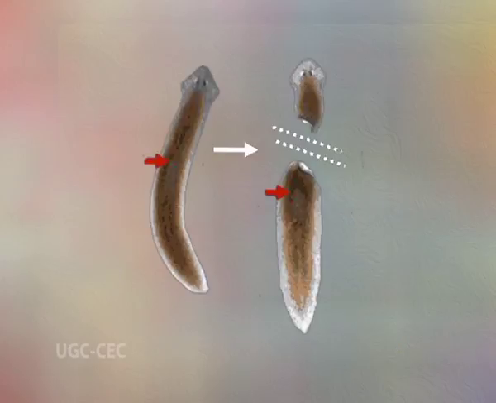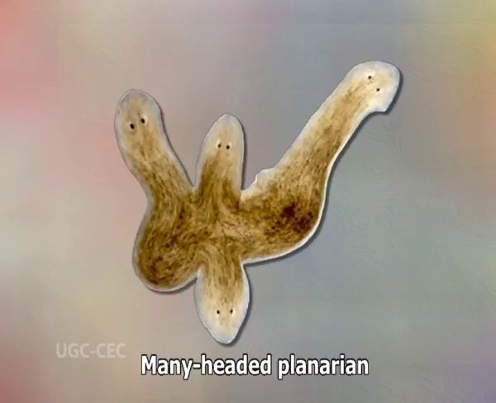If the front end of a planarian is cut along the length into two or more parts, every part develops into a new head, resulting in a many-headed planarian.